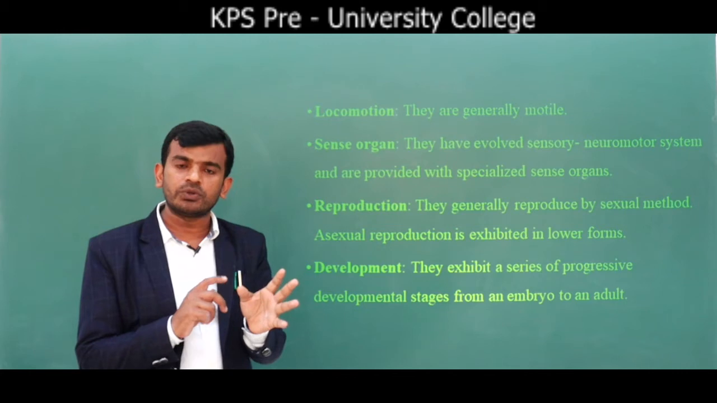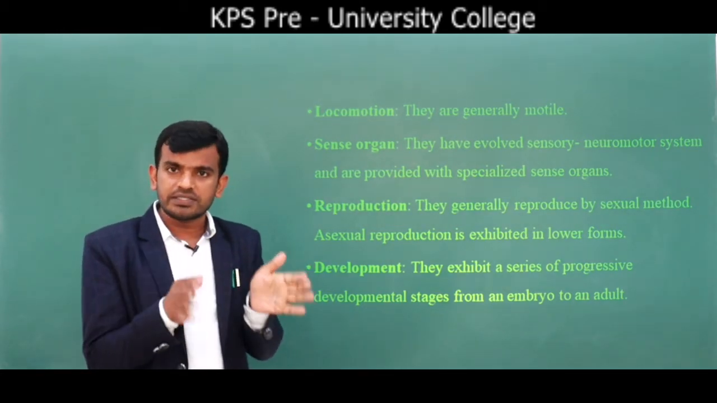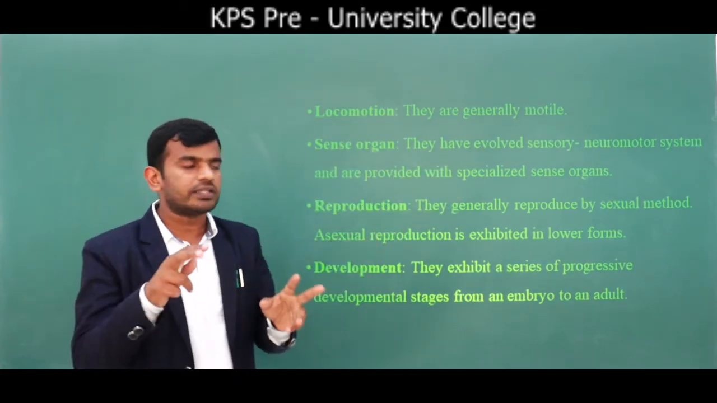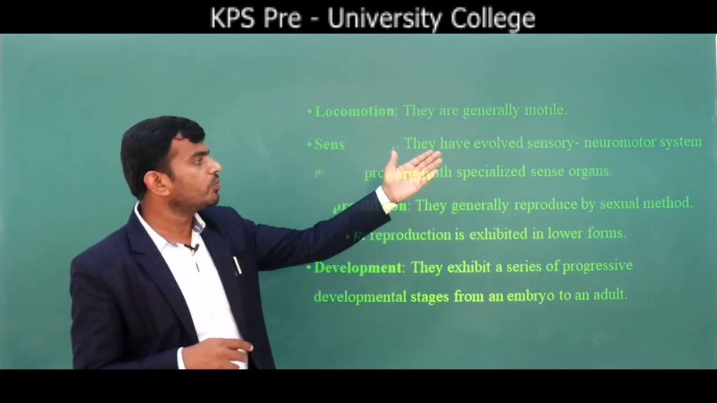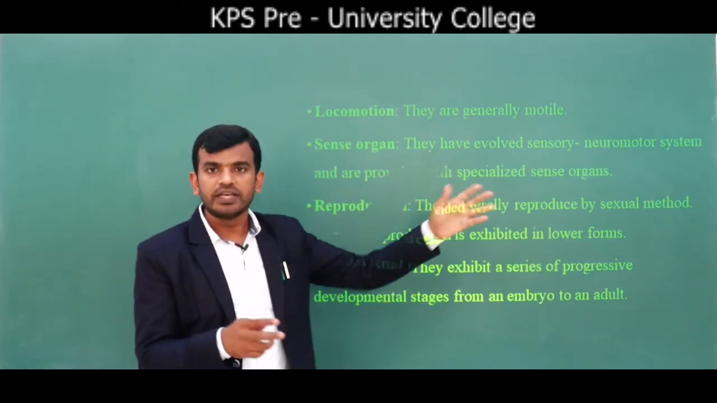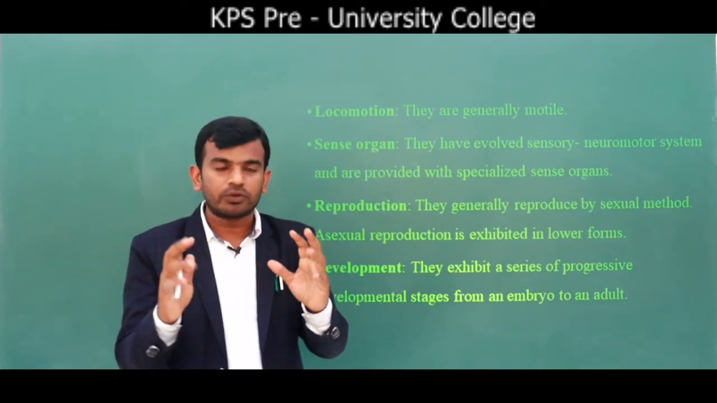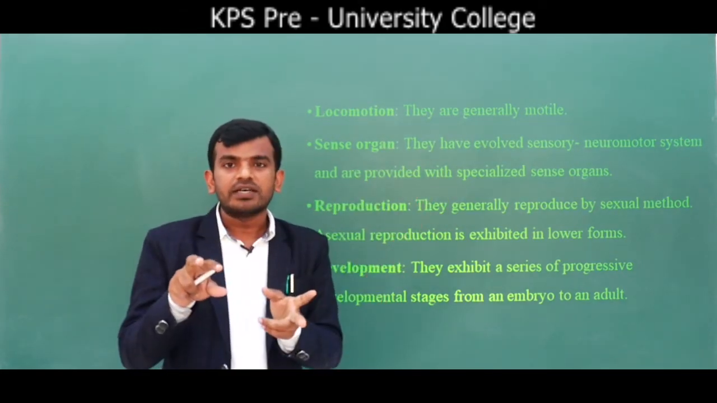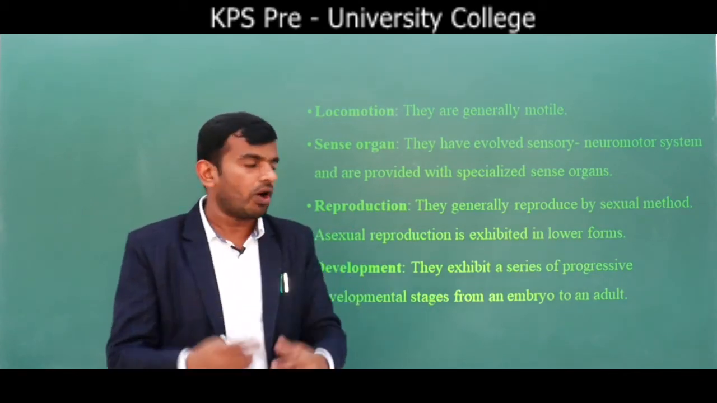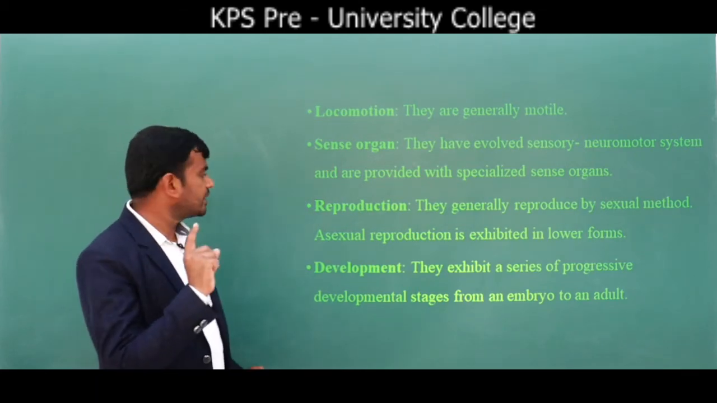Sensory system means what? Eyes, ears, nose, tongue as well as skin are nothing but what? Sense organs which are present in the body. Similarly, the nervous system is also there. When both come together, what do we call it? Sensory neuromotor system, which is well developed and provides specialized sense organs. Both together make a neat, well developed sense organ system, we can say. That means sensory organs as well as the nervous system work together and they have well developed organs, and that is also one of the features. Sense organs are well developed in kingdom Animalia.